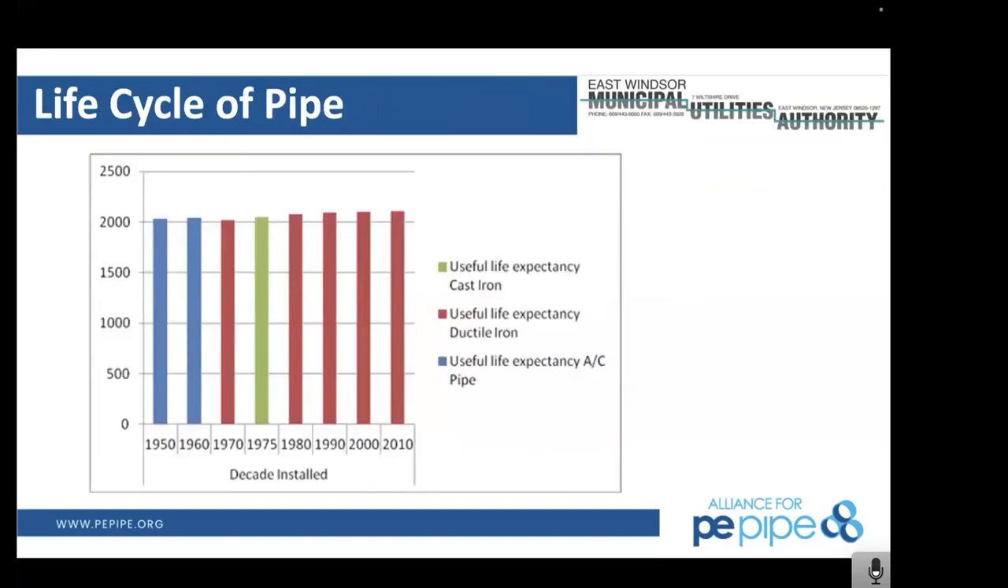Okay, here's the life cycle of our pipe. If you look back at the late 50s and early 60s, that's our AC pipe. It is coming of age, but, knock on wood, has not failed us at this point. The pipe that has failed us is our metallic pipe, so that's what we're focusing on now. We're currently looking at replacing approximately 2.5 miles of pipe per year.